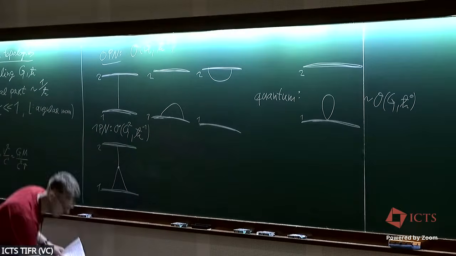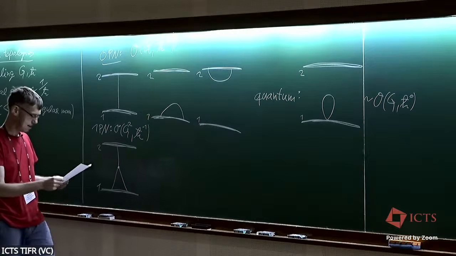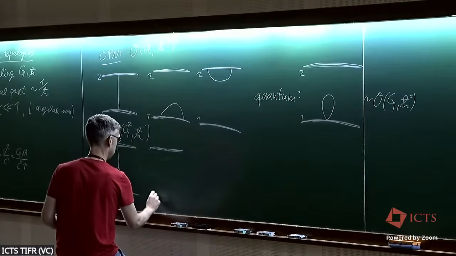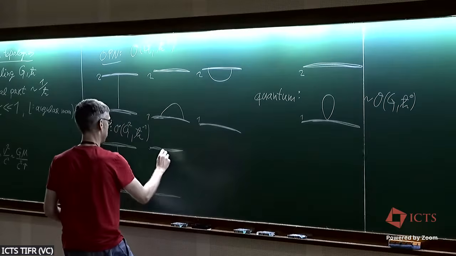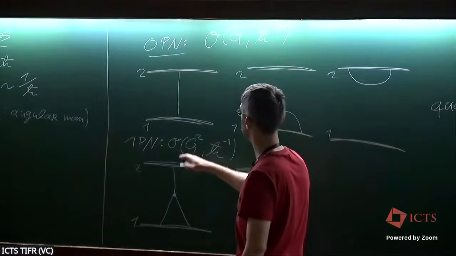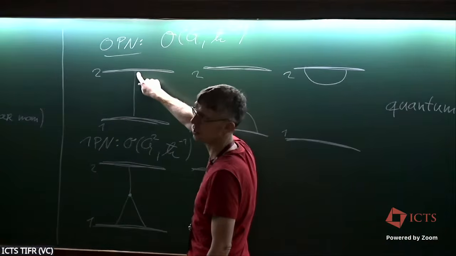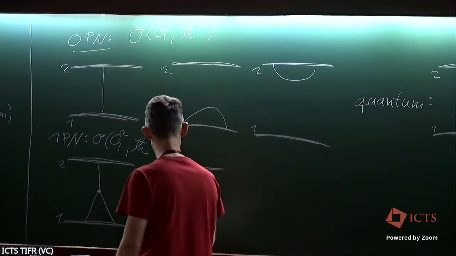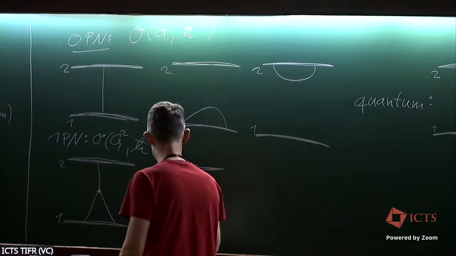Now, another thing we can do, instead of modifying or adding a field vertex, is we can swap a world line vertex against one with two gravitons going out. So let's do this.